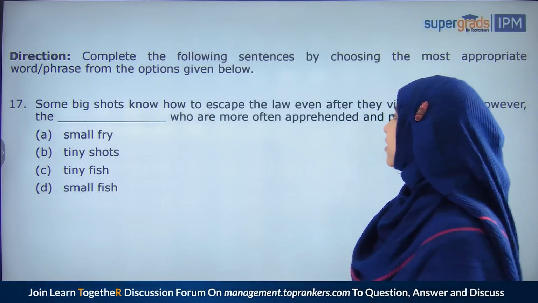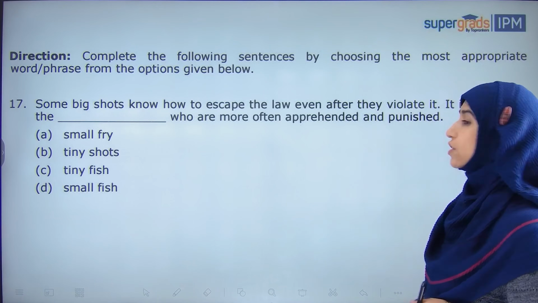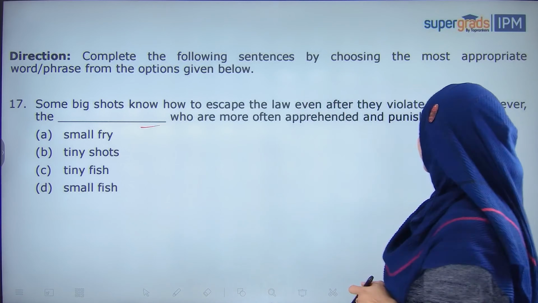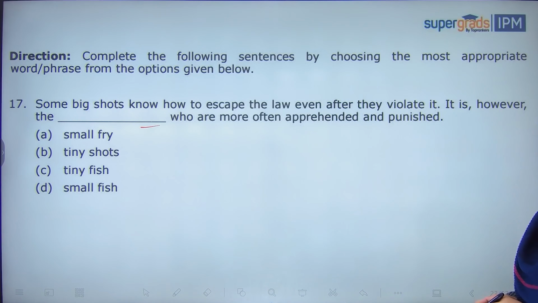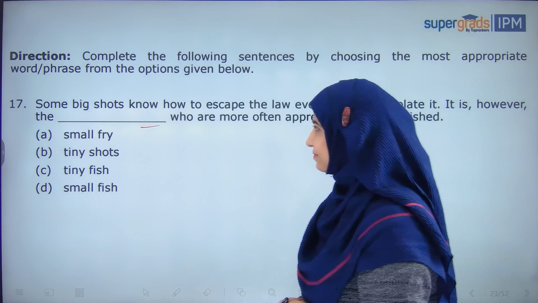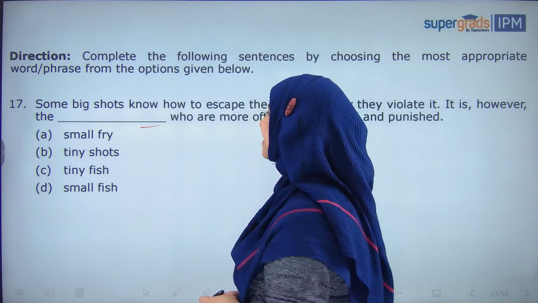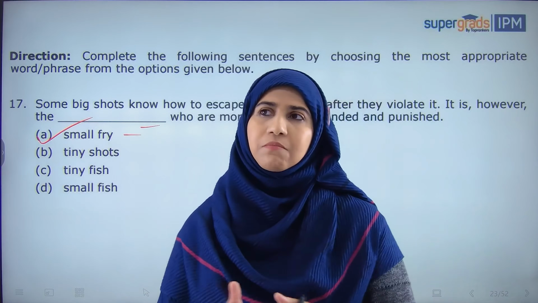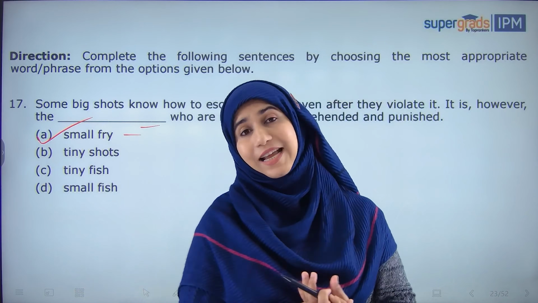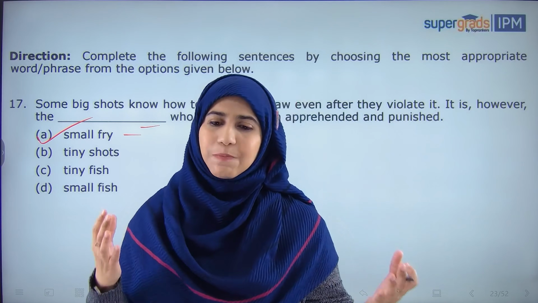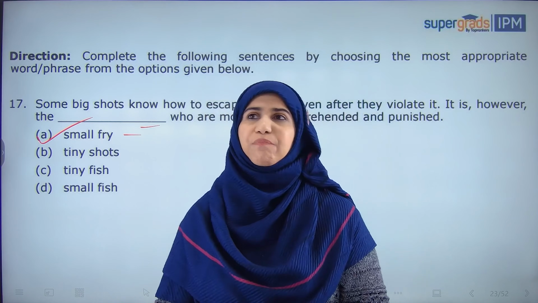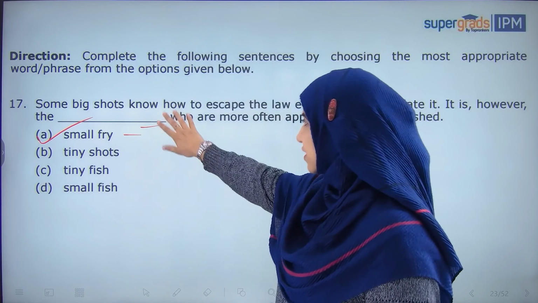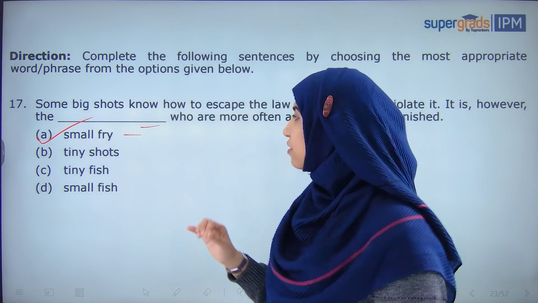17th. Some big shots know how to escape the law even after they violate it. However, the dash who are more often apprehended and punished. What do you think? The answer should be small fry. While all of them might look logical enough, this is a test of your idioms. It's about the standard English expressions. Small fry is used for people who are very insignificant, powerless, very common, right? So this is a standard idiom, small fry.